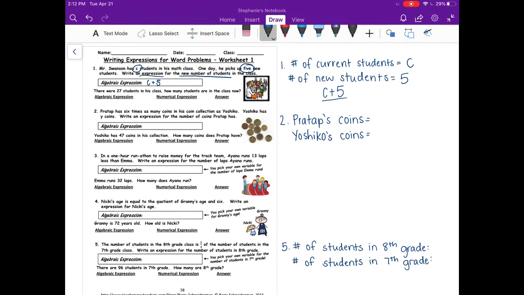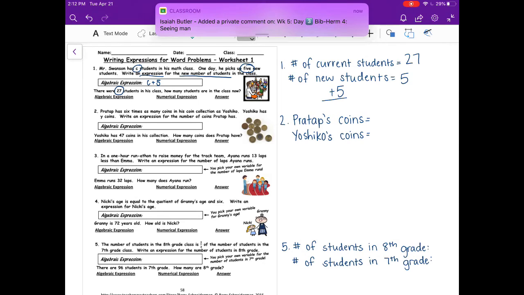Let's look at the next part of the problem. There are 27 students in the class. How many students are in the class now? Well, now I have some new information. The number of current students is no longer C, but I know that it's 27. So I'm going to go ahead and erase that C that I have there and put in the number 27. You can also change it over here in your notes and make it 27 plus 5.